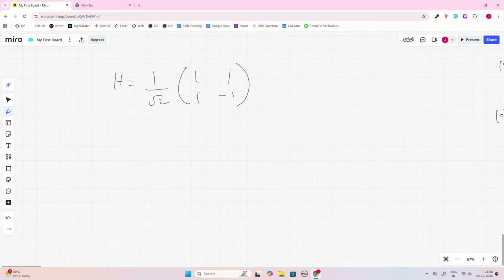Now let me go back to the X gate. So what is the X gate matrix? 0 1 1 0. Now I am asking you, what is the answer for this one? Pauli X on the 0th state gives me 1. It's because I told you it's a bit flip operation.